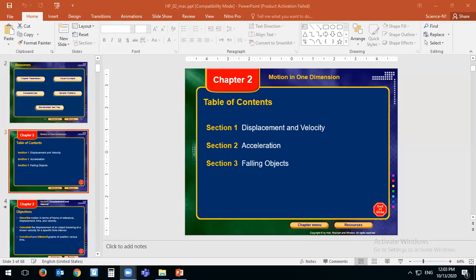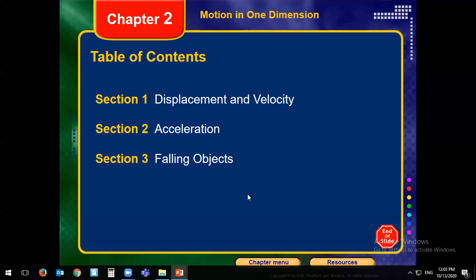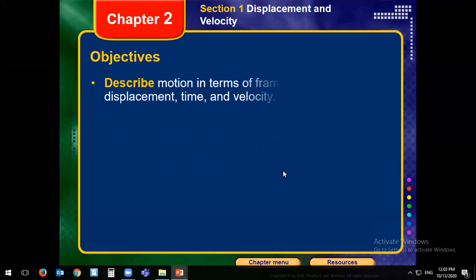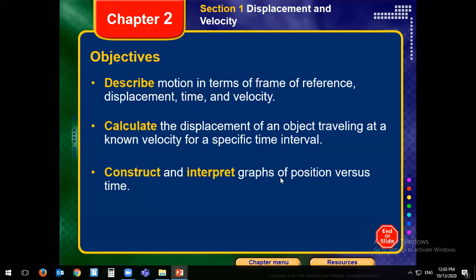Our chapter today is chapter 2, motion in one direction. This chapter contains 3 sections. The first section, displacement and velocity. Second section will be acceleration, and the third section will be falling object. Let's start.